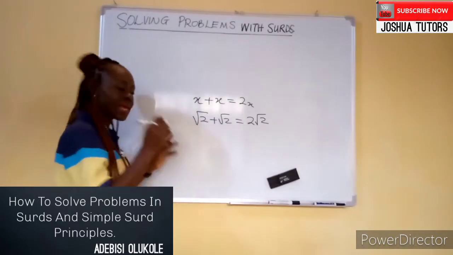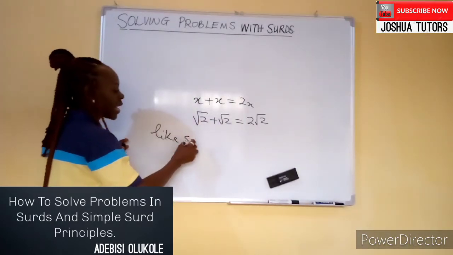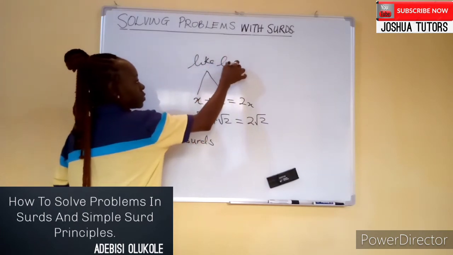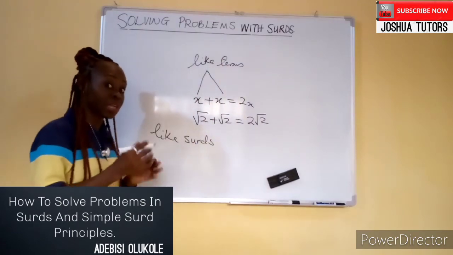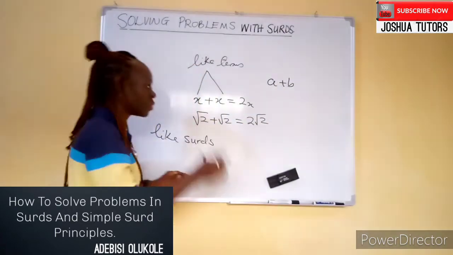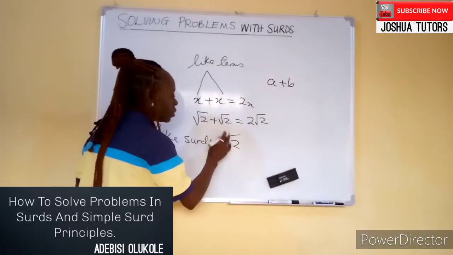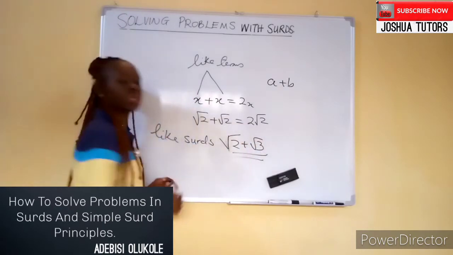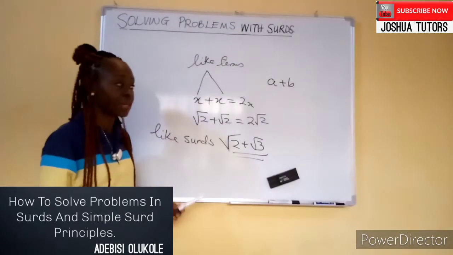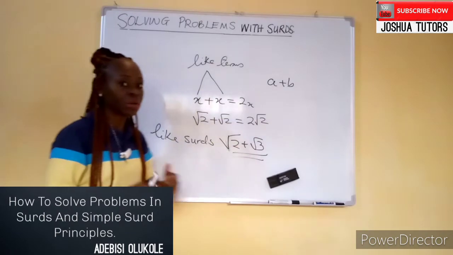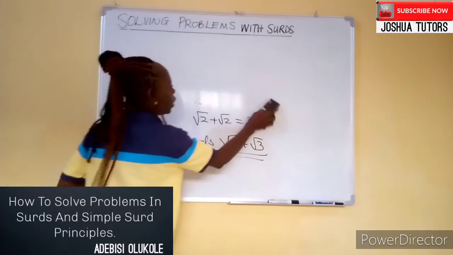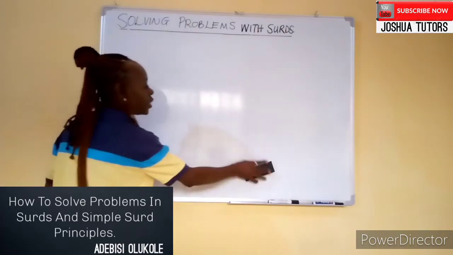So these are like surds. It's called what? Like surds. Just like you have these two as like terms. Now you know that unlike terms cannot add. Just like you cannot add a plus b, you cannot also add surd 2 with surd 3. You have to leave it like this. These are unlike surds. Unlike surds cannot add, just like unlike terms cannot add. Like surds can add. So basically, we're going to be looking at how do we add surds.